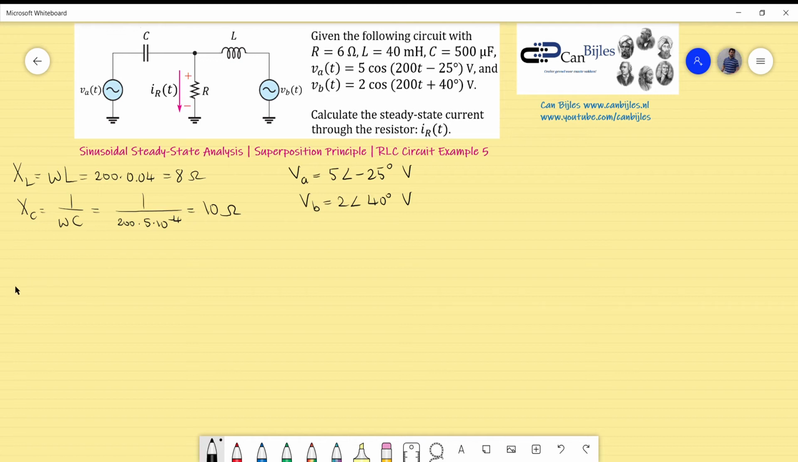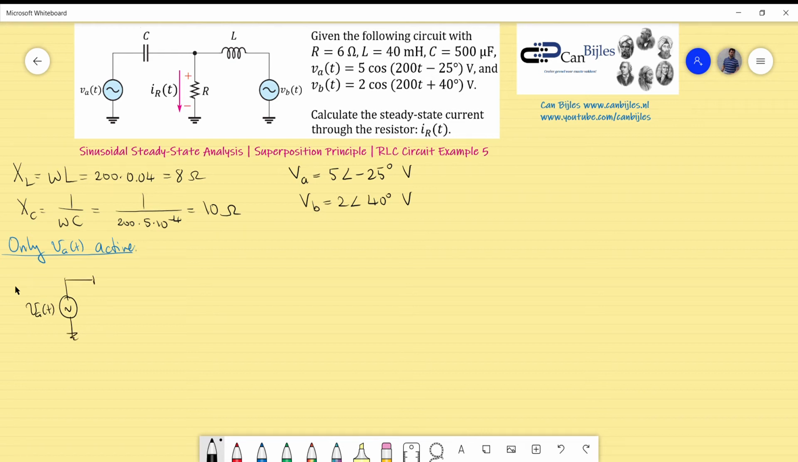So I will first make only VA active, which means VB will be a short. So how does the circuit look? What is the new situation of the circuit? What we have is the following. You have VA still in place, that is active.